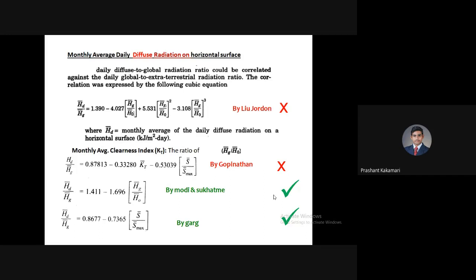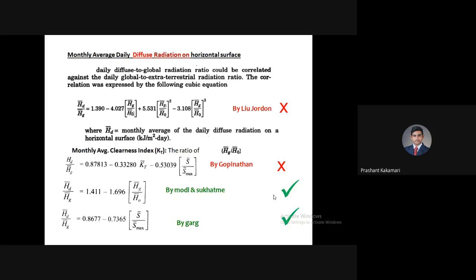Due to the higher percentage of error in these two equations, in most cases we are not using them. Also, even remembering such equations is very difficult for us. So just for study, you can understand how they came up with the other equations. Later, Modi and Sukhatme, as well as Garg, came up with two different equations with a slight change in the ratio and the decimal numbers, which give a percentage of error of less than 6% with the measured values of the solar radiation.